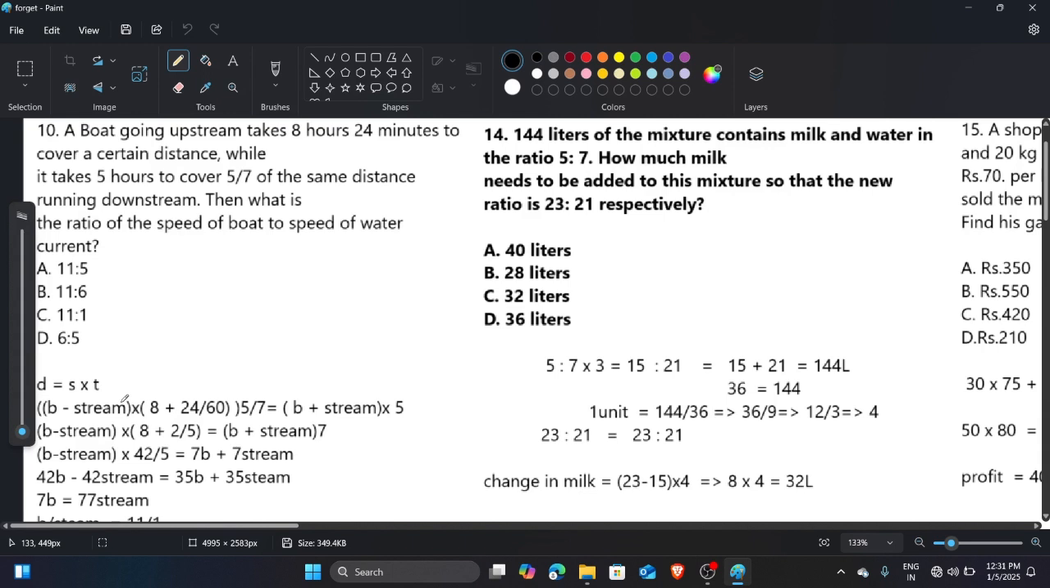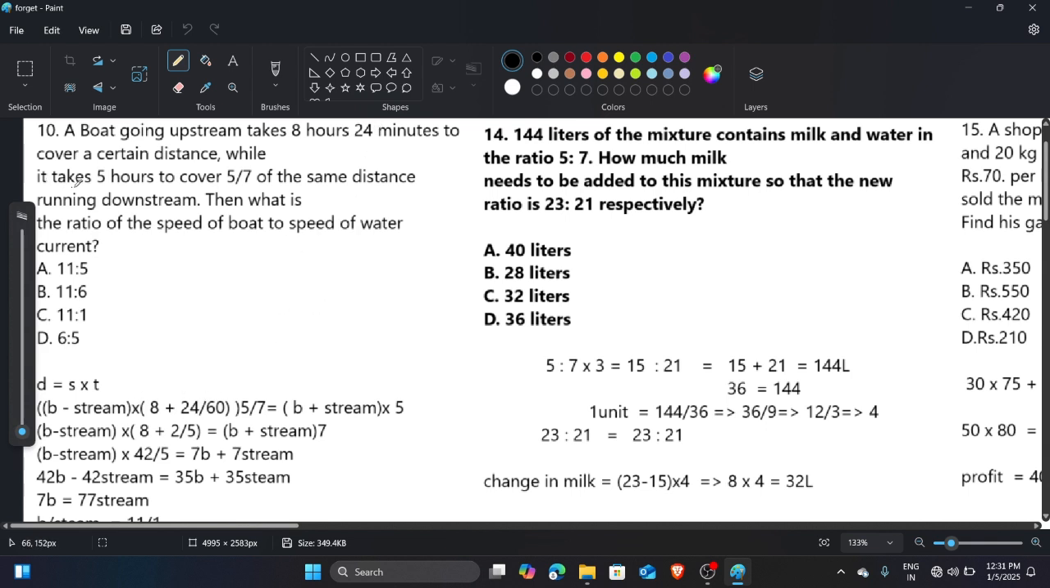Or speed of stream multiplied by the 8 hours and 24 minutes. So 8 hours is this, and plus 24 by 60, I convert 24 minutes into an hour, so divided by 60. So this is the equation.